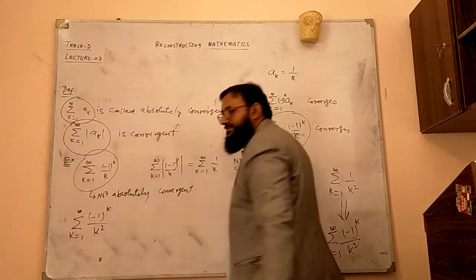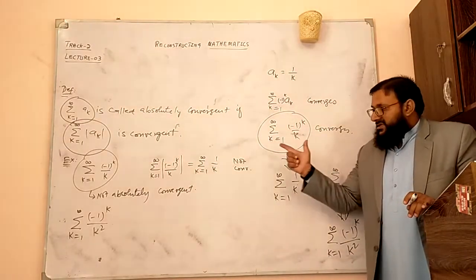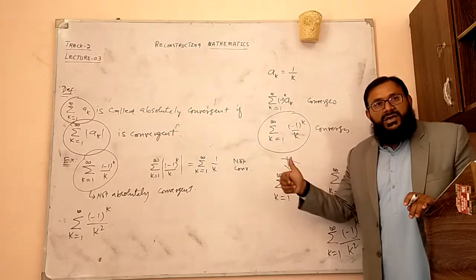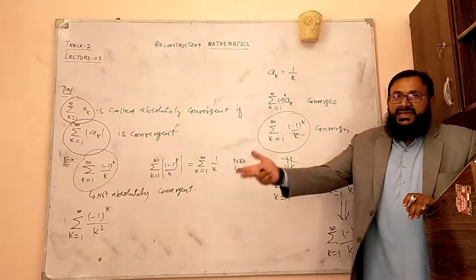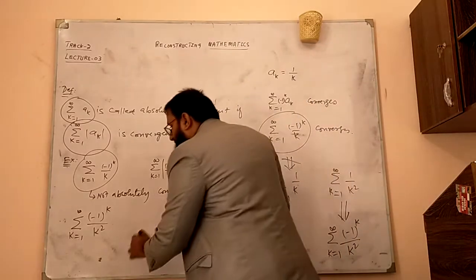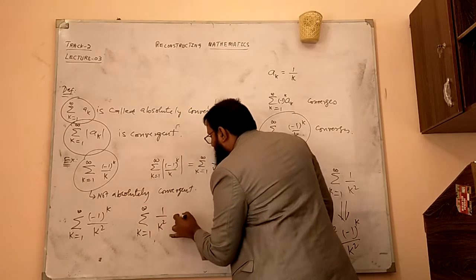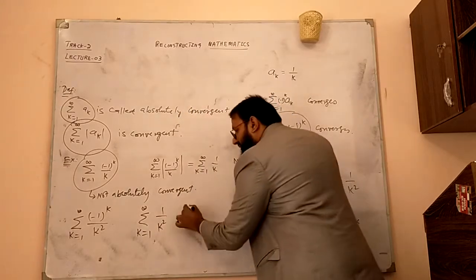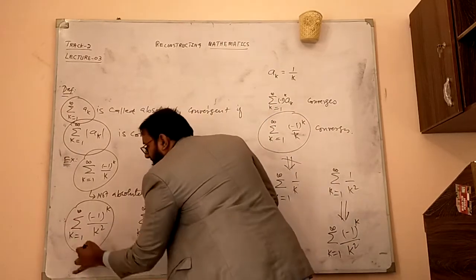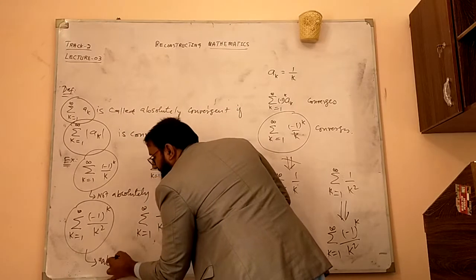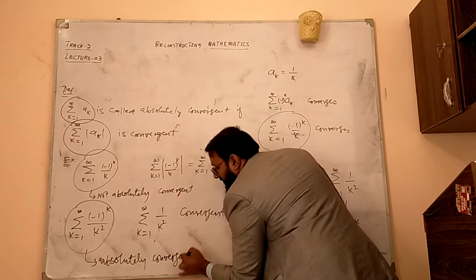Does this converge? It converges by the Leibniz test, because 1 over k squared goes to 0 as k goes to infinity, and it's monotonically decreasing, hence it is convergent. Take the absolute values, then you will get this 1 over k squared. This is convergent as well. So we call this particular series absolutely convergent.